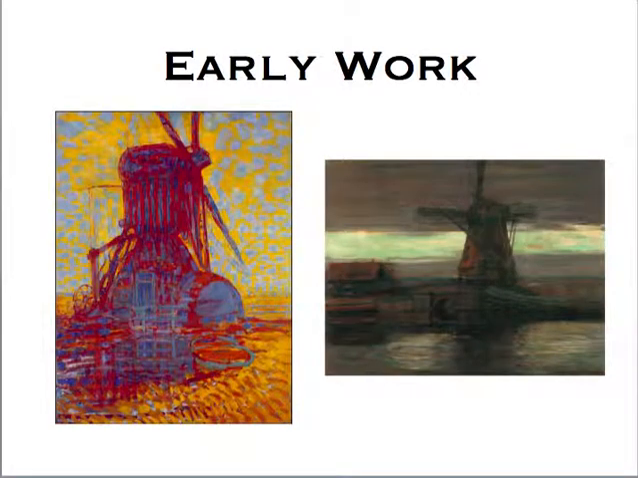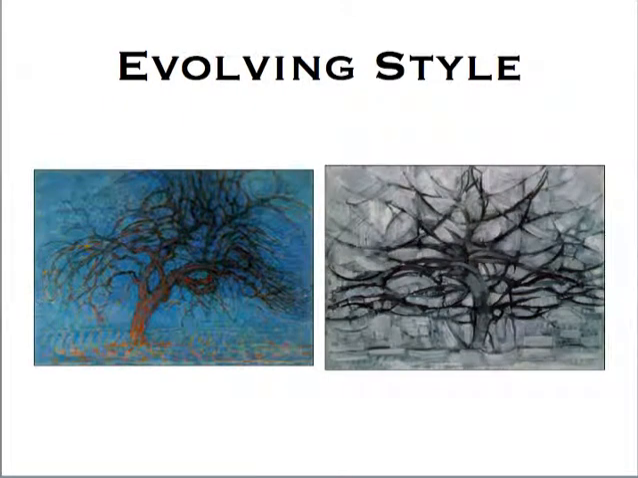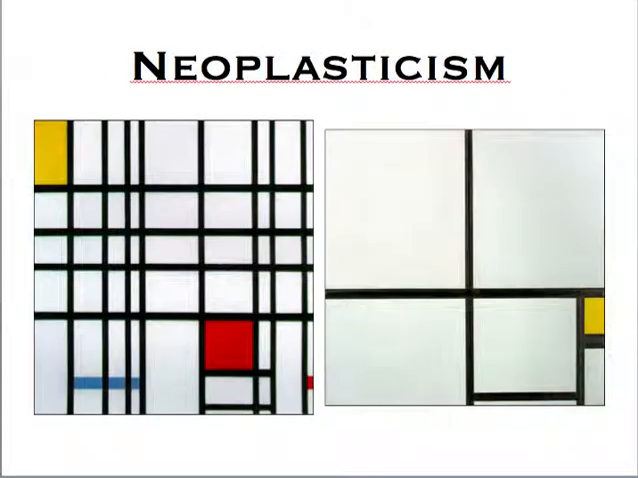In his earlier works, Mondrian was largely influenced by the styles of the day, including Impressionism and Pointillism. With a series of moves to Paris and back, Mondrian's work became influenced by artists like Picasso and Braque, becoming more cubist. Mondrian was a key player in the De Stijl movement, from which came his iconic style of neoplasticism.